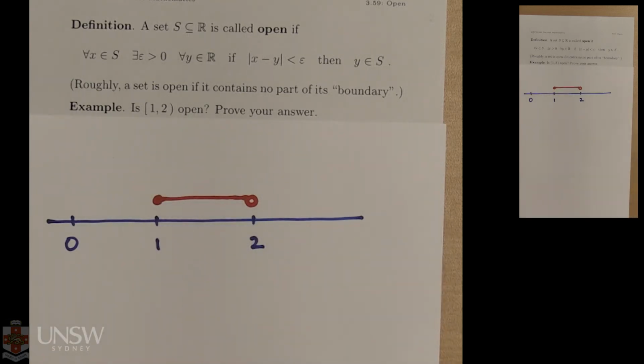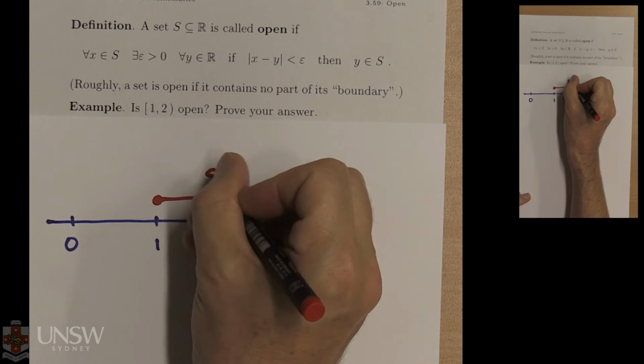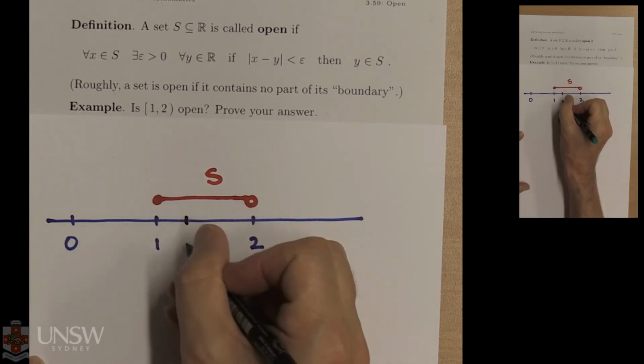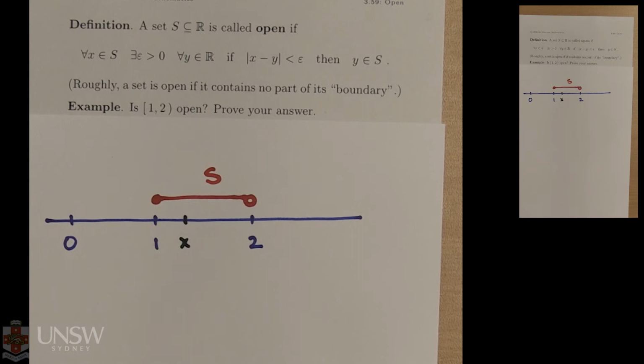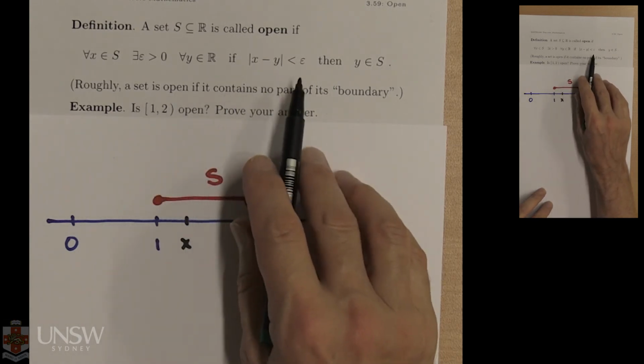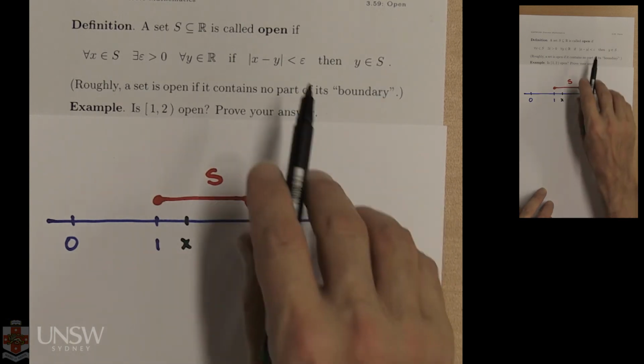Well, here's the definition. Let's for a start imagine that we're going to try and prove that it is true, that it's open. So for all x in S, so I'll take an x in S, this red set is my S. I'll draw my numbers on the number line here. Let's take an x here. I'm going to say there exists an epsilon greater than 0, such that for all y in R, if the absolute value of x minus y is less than epsilon, then y is in S.